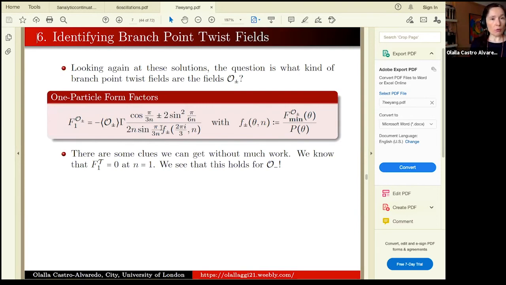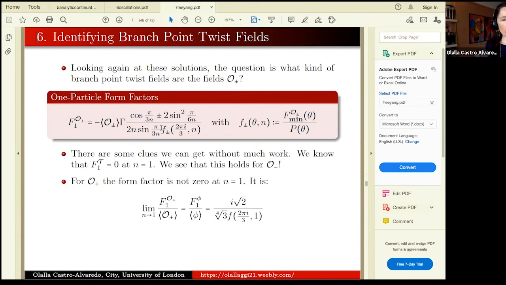So it looks like one of the solutions is indeed the form factor of T. And you would expect that because these are, after all, the twist field form factor equations. But then there's still the other field, and the other field doesn't have this property. So its form factor is not 0 at 1. So what could that mean? Well, what is it then?